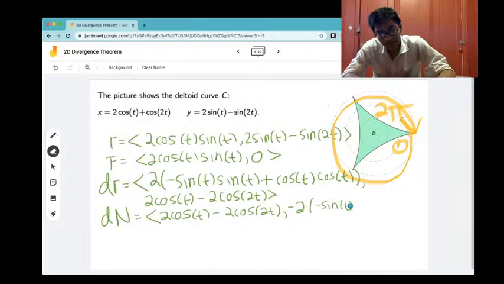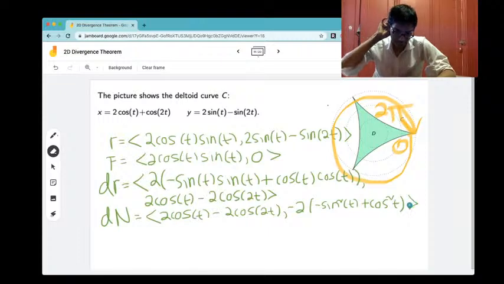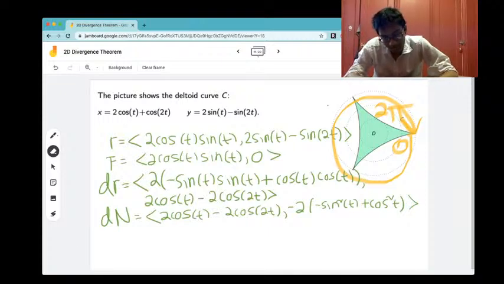Why don't I just simplify that to minus sine squared of t plus cosine squared of t. Wow, that looks uncannily, disturbingly nice. Okay, so we're down to the bottom of it. So now we just have to do f dot dn.